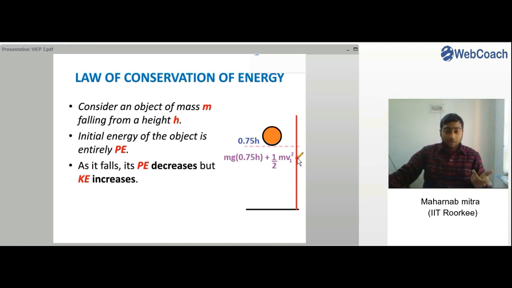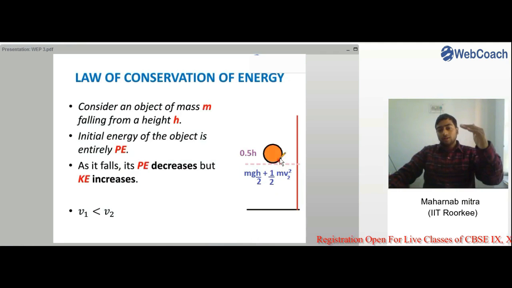Now the object has both KE and PE, right? It has both the forms of mechanical energy. So we can tell the net energy or the total energy of the system is mg into 0.75 height plus half mv1 square. This is the entire energy the object has now.